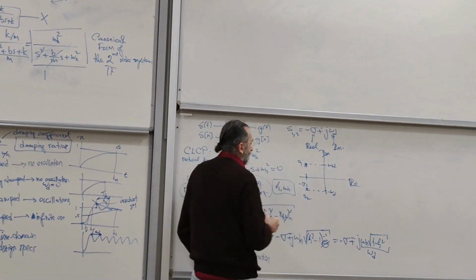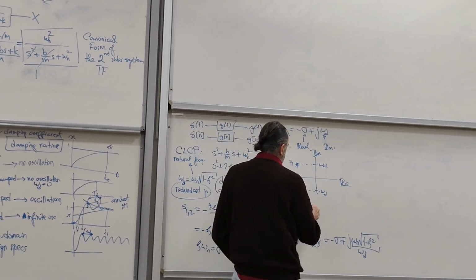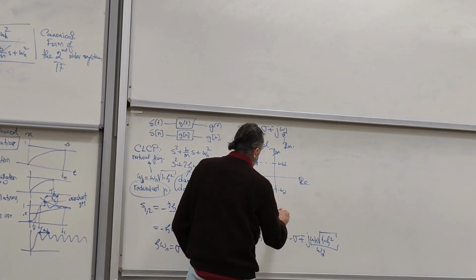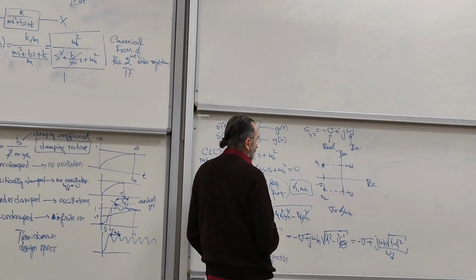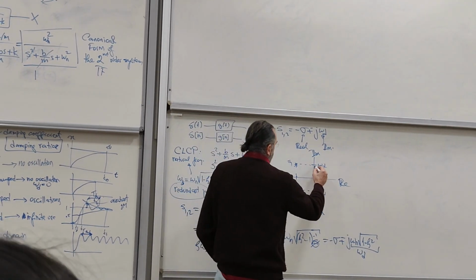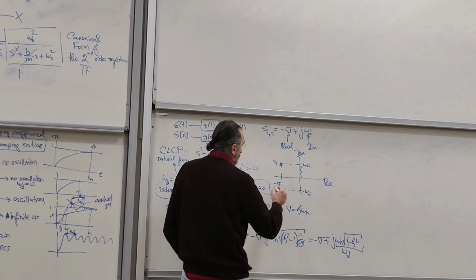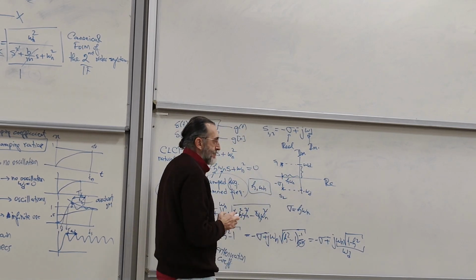And then, interestingly, sigma being theta omega n, and this being omega d. Okay, so this is omega d, and this is theta omega n. Okay?